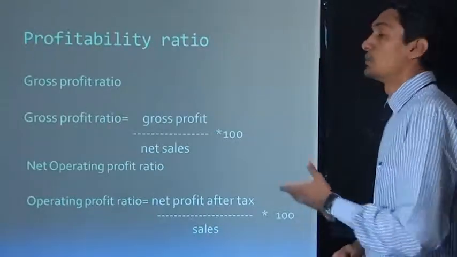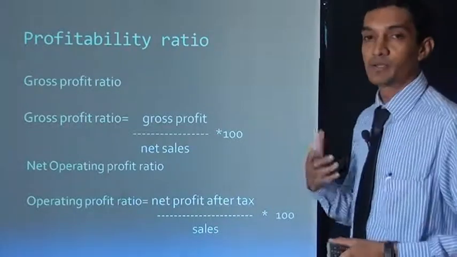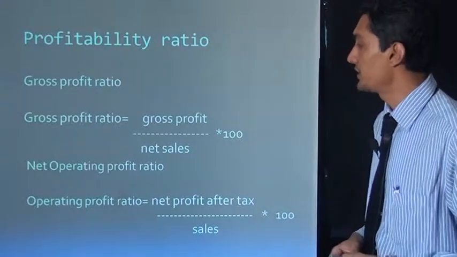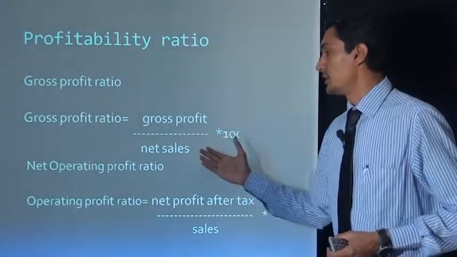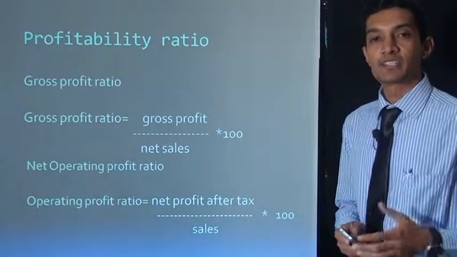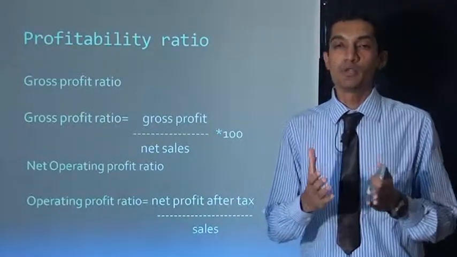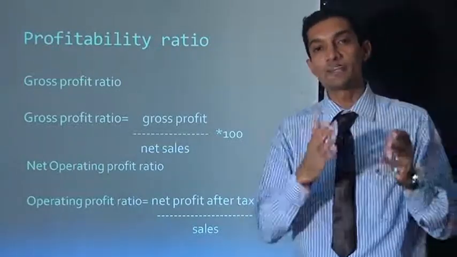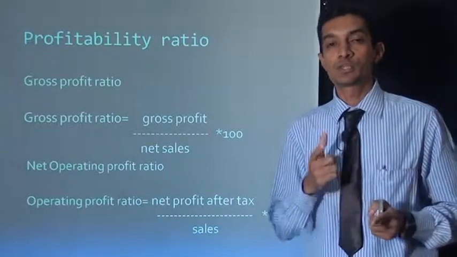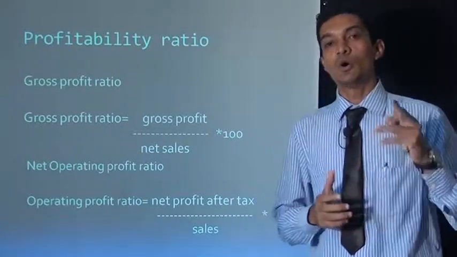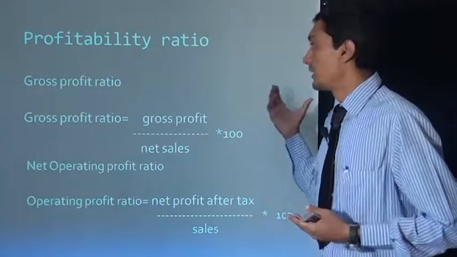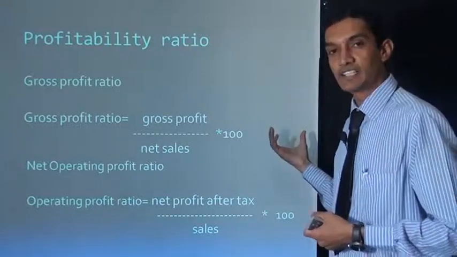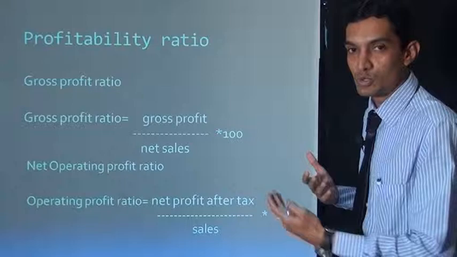Now next, profitability ratios. What types of profitability ratios are there? First is the gross profit ratio. Gross profit ratio is equal to gross profit divided by net sales multiplied by 100. Gross profit is taken from the trading account. In the trading account there are debit and credit sides. The debit side has opening stock, purchases minus purchase returns, wages and freight. The credit side has closing stock, sales minus sales returns. If the credit side is more than the debit side, gross profit is earned.